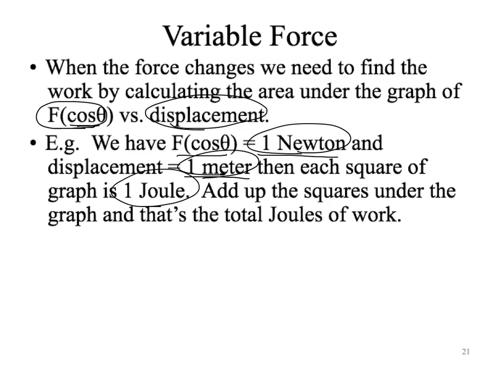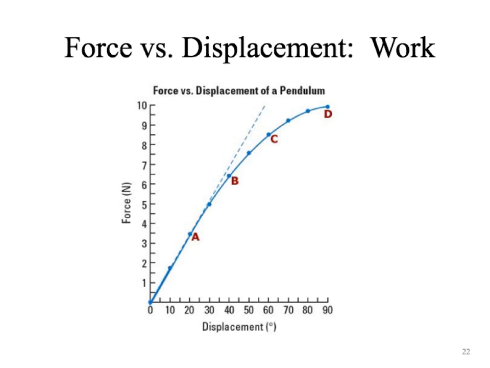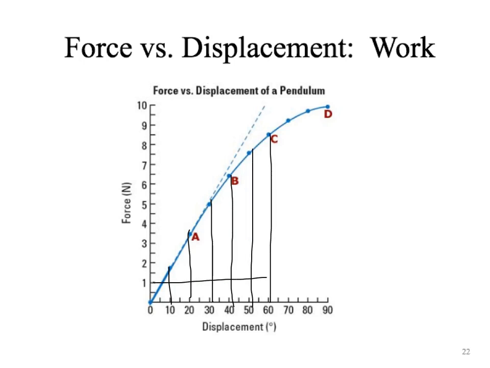So all you really do is find the area under the curve. You add up the squares under the graph, and that's the total joules of work. So it's actually really simple, don't overthink it. As an example here, we would have a graph, and we might draw in little squares. And I'm not doing it very nicely because time is of the essence. But we would draw in the squares.